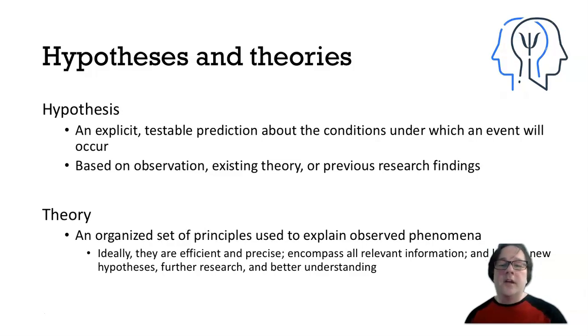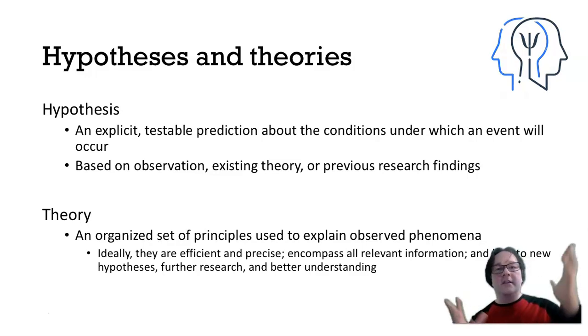So ideally, theories will be effective and precise at explaining the evidence that's in front of us. They'll encompass all relevant information. They'll explain all the relevant stuff that's in front of us, and lead to new hypotheses. You should be able to test a theory, right? Now, sometimes it could be really difficult, like, say, climate change, right? That's difficult to test, let's say, in a holistic way.